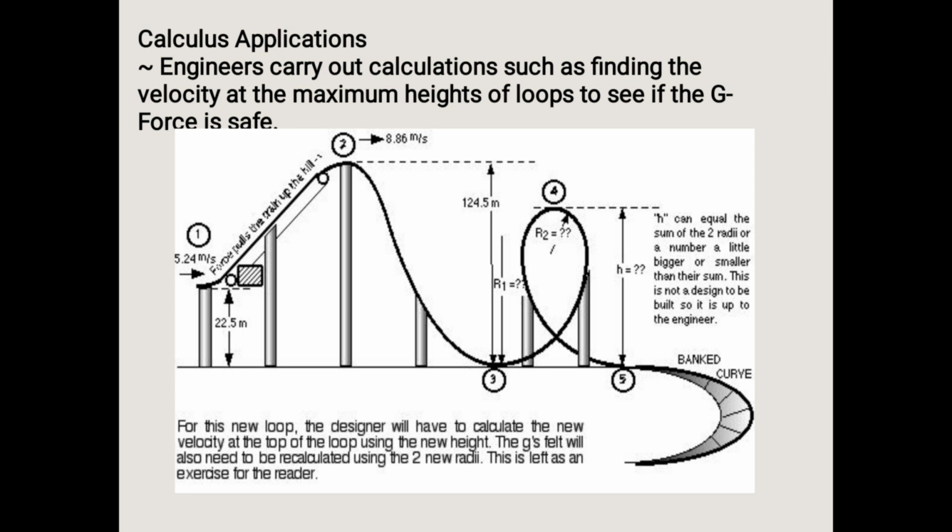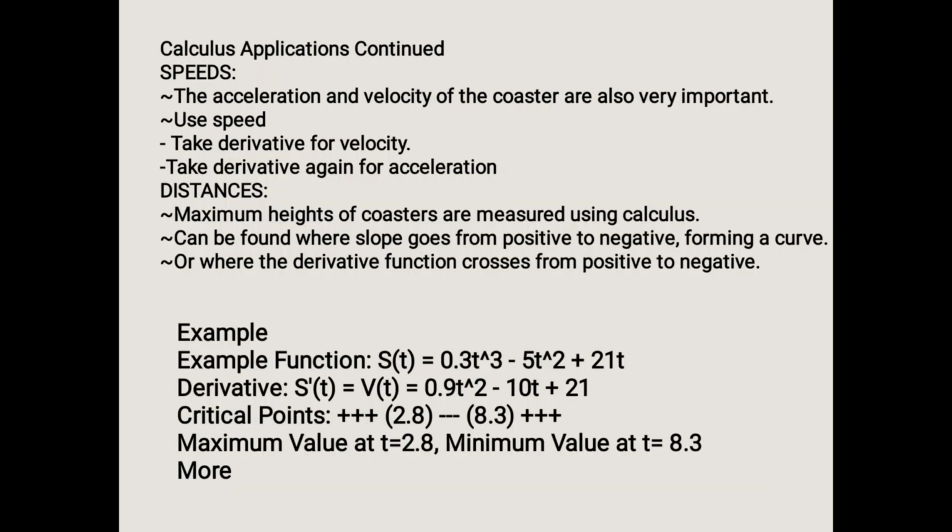If you see this diagram, you can see that many loops are there, many curves which are of great height, and many bottom slopes and parabolas. So, speed in calculation applications. Acceleration and velocity of the coaster are also very important. Take the derivative for velocity, and take the derivative again for acceleration. Maximum height of coasters is measured using calculus, and it can be found where the slope goes from positive to negative. So this is the example for this explanation.